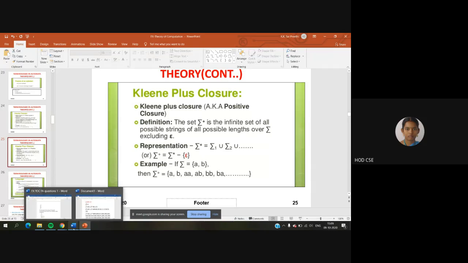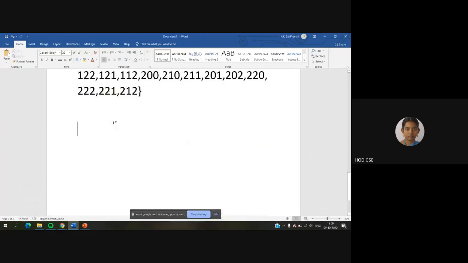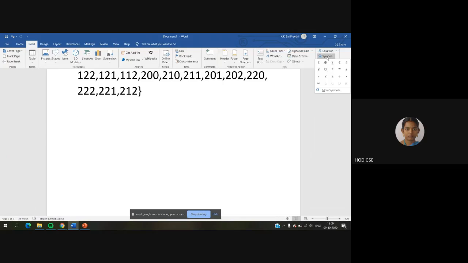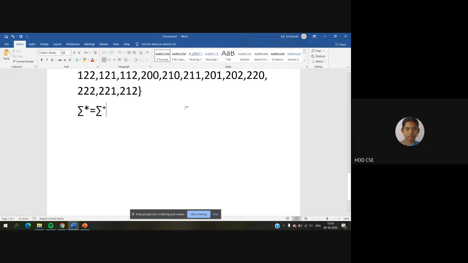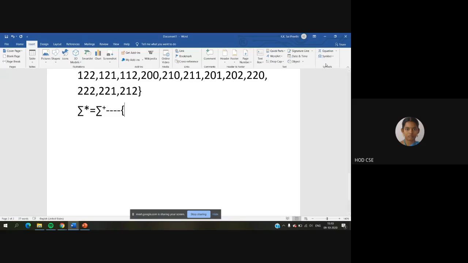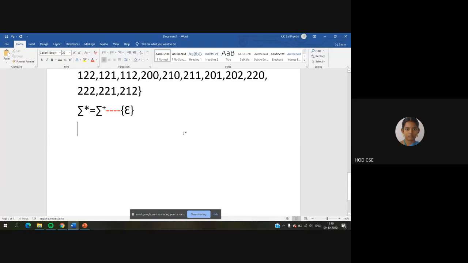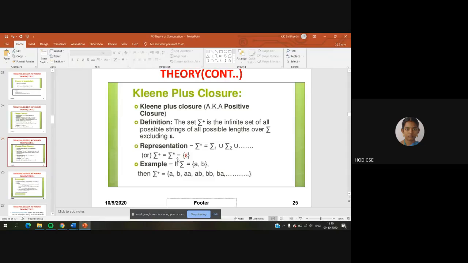Now I am going to give you one fill up. Here I am having sigma star equal to sigma plus, and I put a dash here. What operator can you fill in this dash? Anyone? There is an operator here. You can see it in the presentation. Here sigma star is represented in terms of sigma plus, and there is an operator minus.